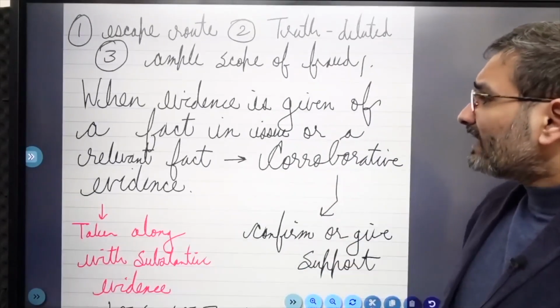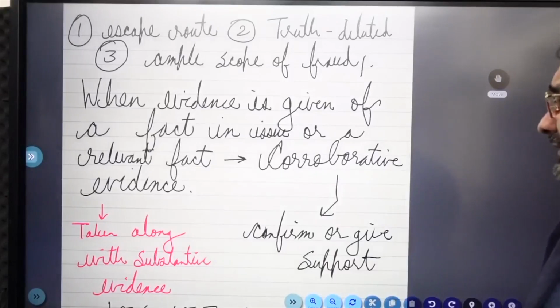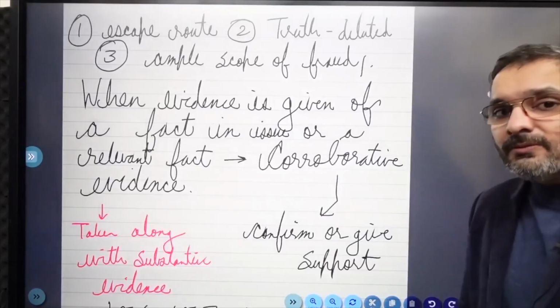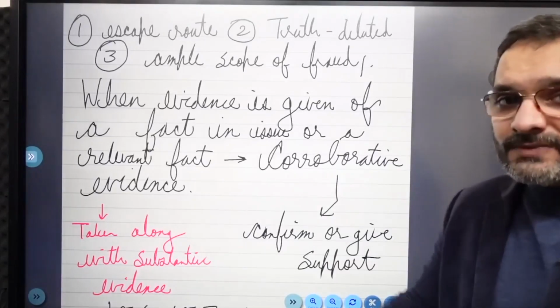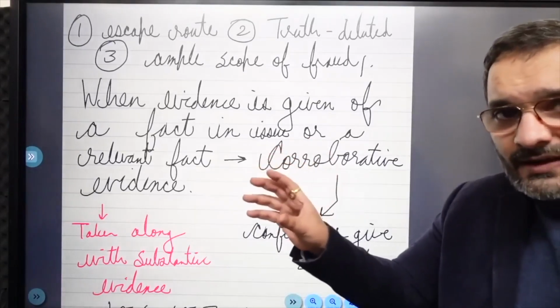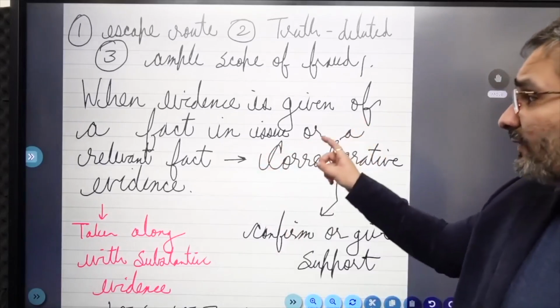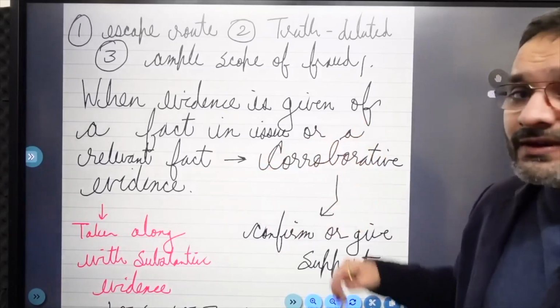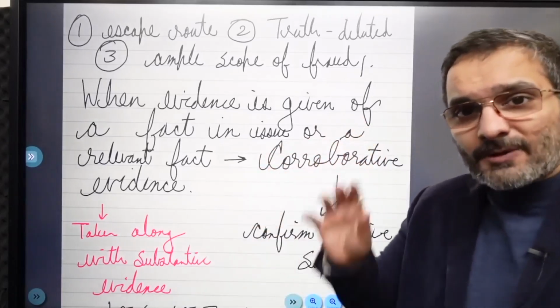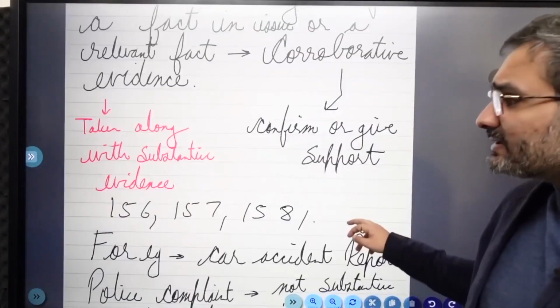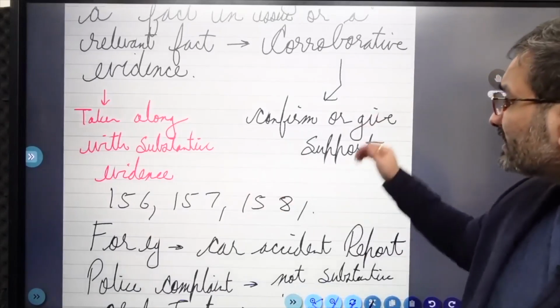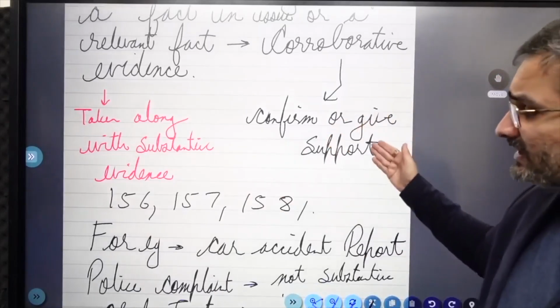ठीक है. When evidence is given of a fact, an issue, or of a relevant fact, it is known as corroborative evidence. So it is corroborating or confirming what was being said in the main evidence. So basically वो आपके मेन मुद्दे पे नहीं है, all connected में, तो this is corroborative evidence. This is taken along with substantive evidence. It confirms or gives support.